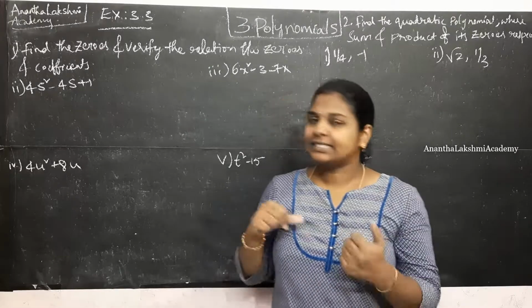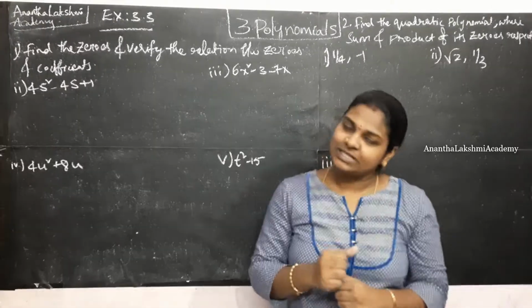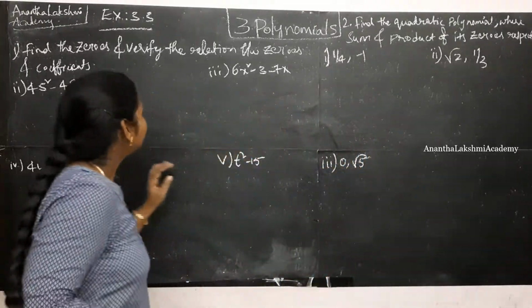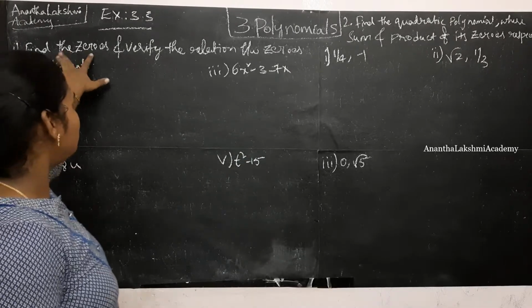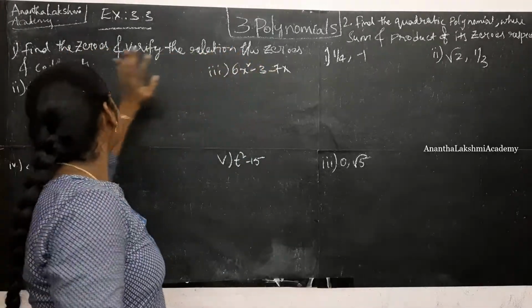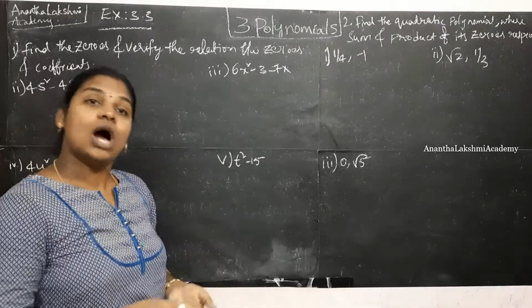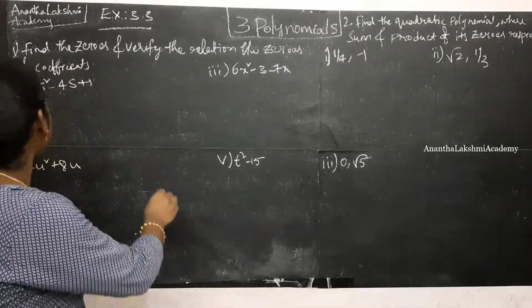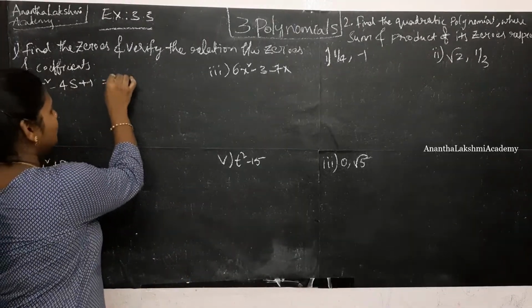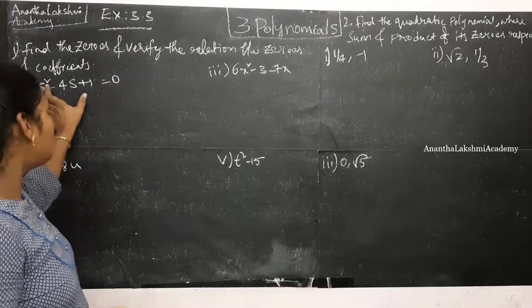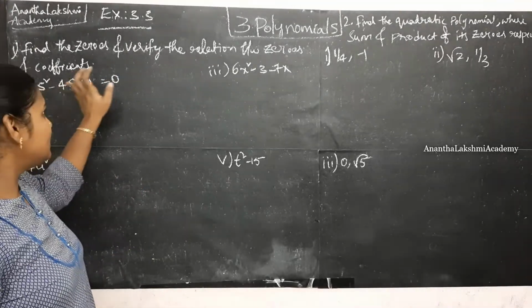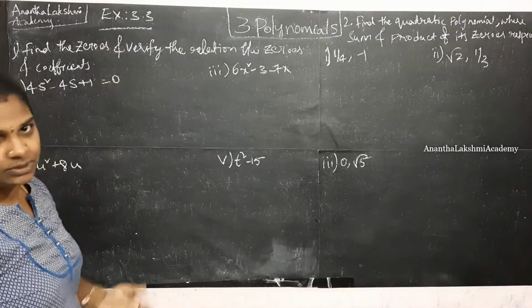Alright, so let's get started with exercise problems without any delay. So let's go to the first problem. Find the zeros of the polynomial and verify the relation between zeros and coefficients. So how do we figure out the zeros? By equating this to 0. That is, for some value of this equation, when it is substituted, this is going to be equal to 0.